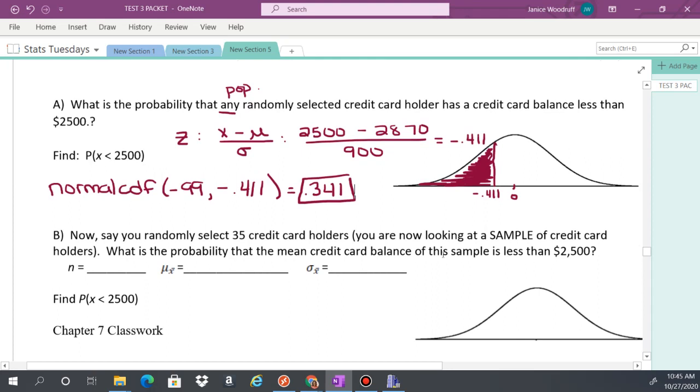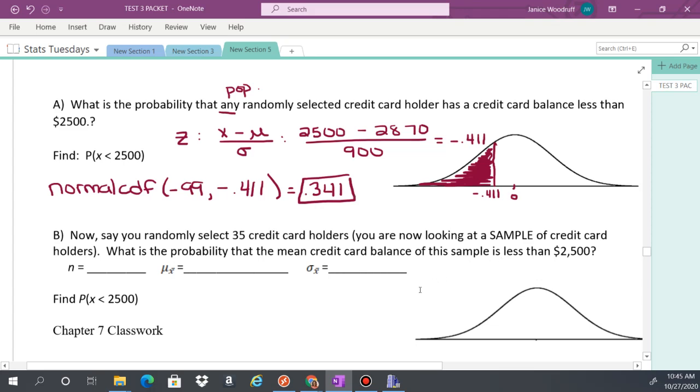So part B is going to be where this slightly changes. So here you have, say you randomly select 35 of these credit card holders. Now we're looking at a sample. So not every question is going to have this here with sample in all caps. I'm just trying to show you for the purpose of how these questions will look different. What is the probability that the mean credit card balance of the sample is less than 2,500? So a lot of times in the question it will say of the sample to clue you into that's the type of problem we're doing.